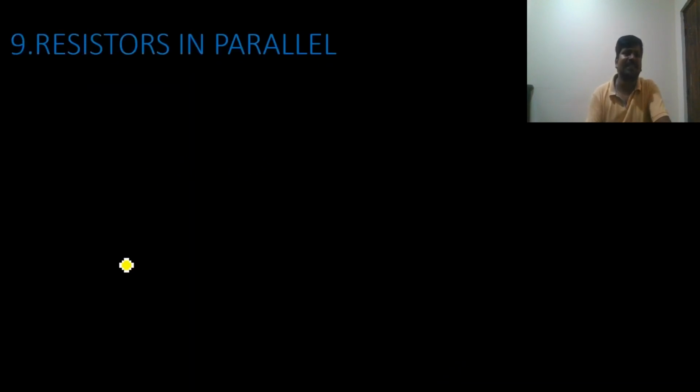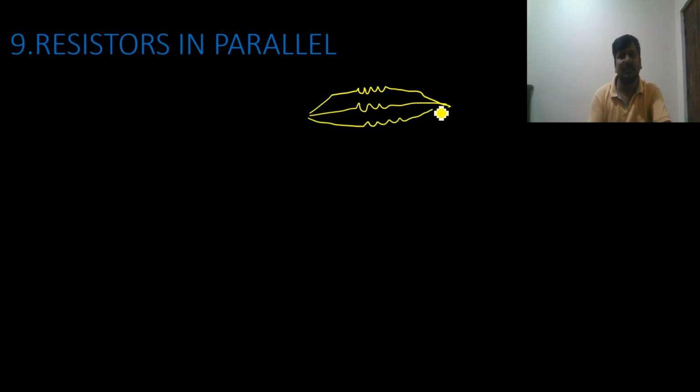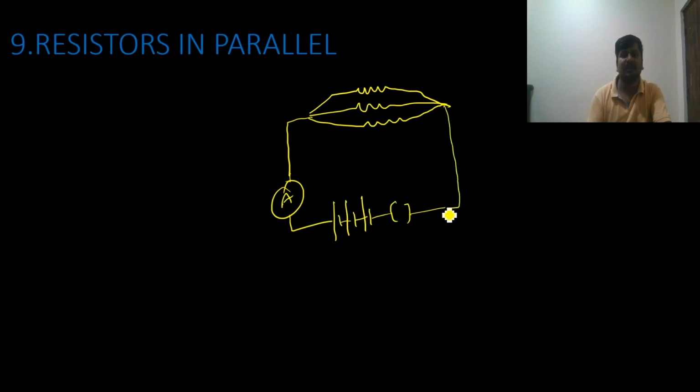Coming to resistors in parallel combination, we are connecting resistors in parallel. I am taking one resistor, another resistor like this, and another resistor here. An ammeter is connected here, and I am considering the battery like this, and a switch, with a positive terminal and a negative terminal, and current passing through it.